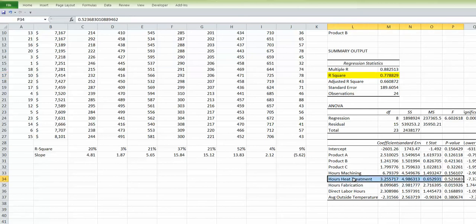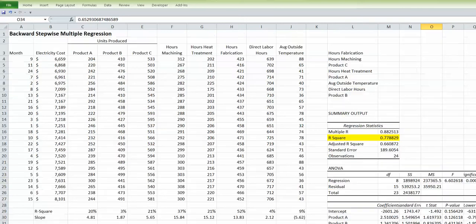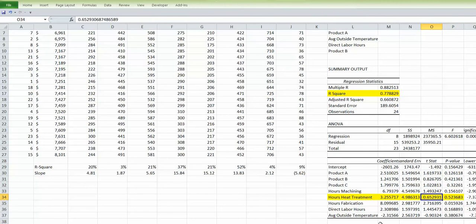In looking at heat treatment, which has the largest p-value or smallest t statistic, that indicates that it provides the least explanatory power of all of our variables in this multiple linear regression model. And again, this is somewhat surprising because it was 4th on our list as an independent variable with our simple linear regression model. But the idea here is that, again, some of our heat treatment hours is being explained by the production of products A, B, and C. So let's go ahead and run our regression again, leaving out heat treatment hours.